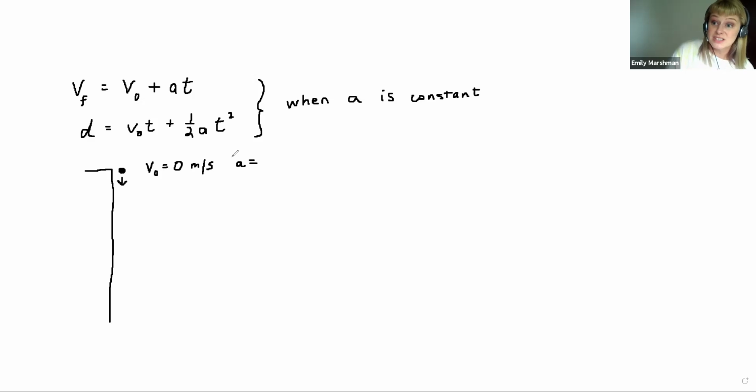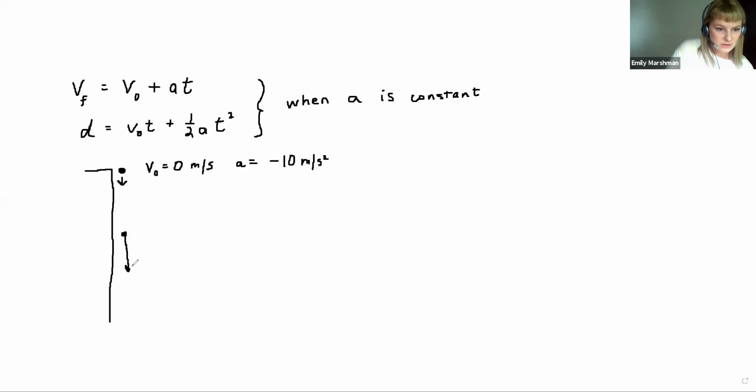So every second, the object changes its velocity by 10 meters per second when you're in free fall. And acceleration is a vector, so we need to denote the direction of the acceleration. It's directly down, so we'll put a negative sign here, negative 10 meters per second squared. Let's see what happens after 2 seconds of falling.